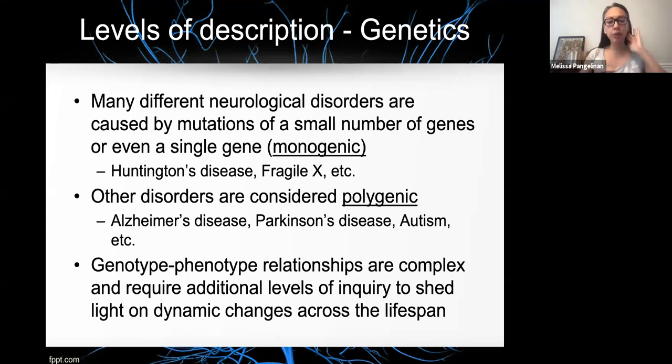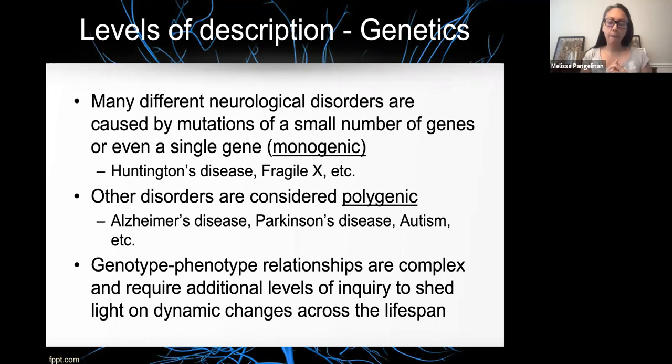And because most of the disorders that we encounter involve a whole bunch of different genes, the relationship between genotype and phenotype, right? Specific genes and specific behaviors is incredibly complicated, and it requires not only a lot of participants, but a lot more information to really understand these relationships, especially across development.